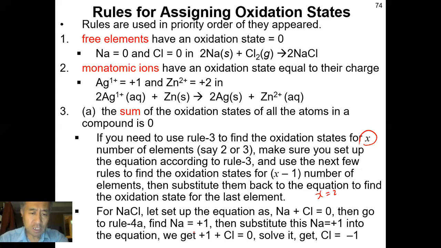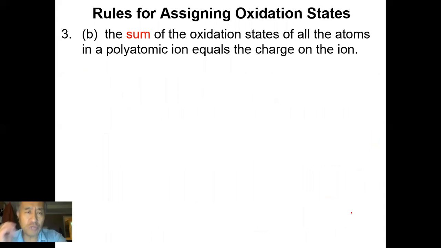So the next rule you encounter will be 4A. 4A will tell you Na will have a plus one. Therefore, you substitute Na plus one back into this equation: plus one plus Cl equals zero. Then once you get this equation, you solve for Cl, so therefore Cl equals negative one. So this is the rule of using rule number three.